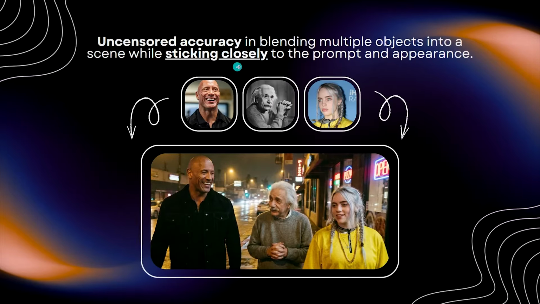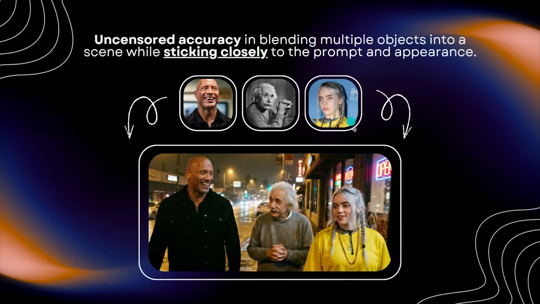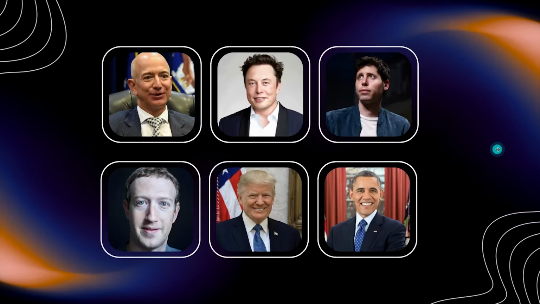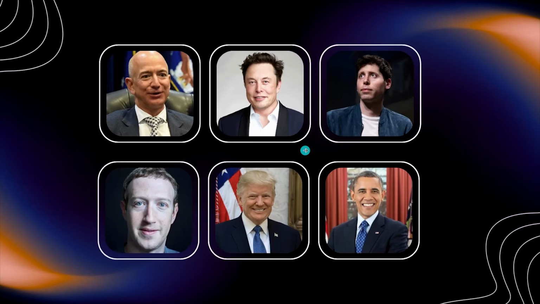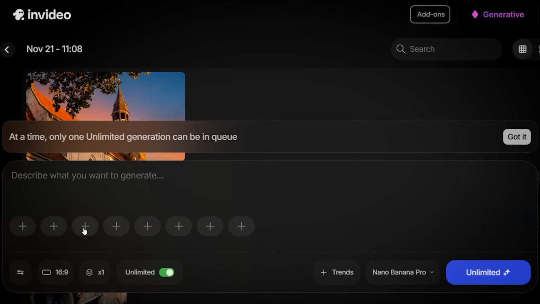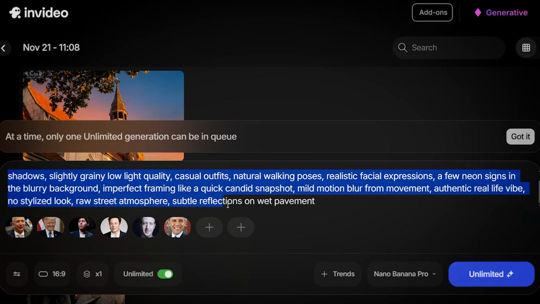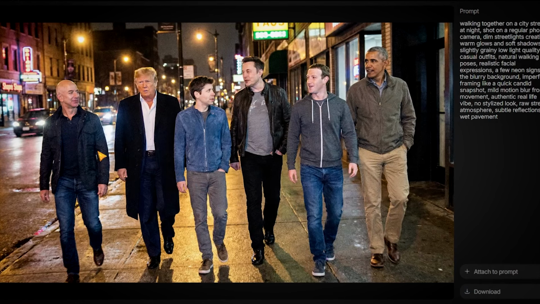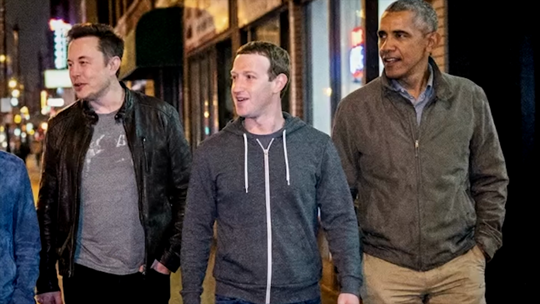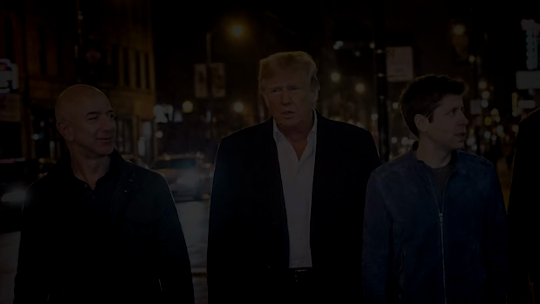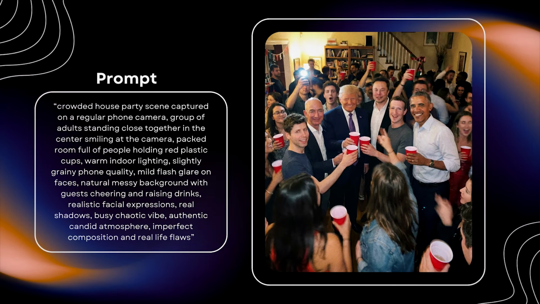And now let's actually have some fun and test it out. So the new update is known for its uncensored accuracy in blending multiple objects into a scene while sticking closely to the prompt and appearance. So here, I have multiple images of well-known wealthy people that I want to blend into one realistic scene. We're going to upload all the reference images by clicking the plus icon, then write the following prompt. And as a result, we got this incredible realistic shot. As you can see, the facial accuracy and the way the whole scene came together is a clear step up from the previous version. I also tested a bunch of different prompts and they all came out looking amazing.